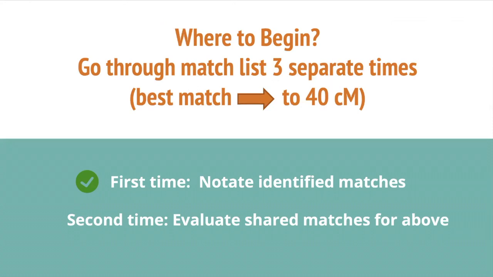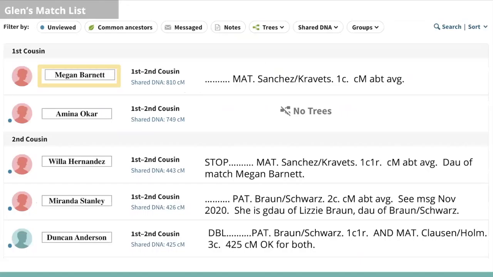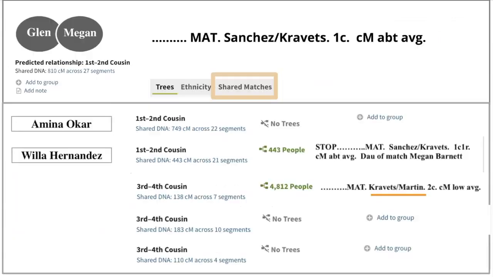Okay, we're ready for our second run through the matches. This will go quick because we're only going to look at the people we made notes on during the first run. We want to go back and evaluate their shared matches now that we have some information built up. So back to Megan Barnett at the top of our list. Let's look at her shared matches.